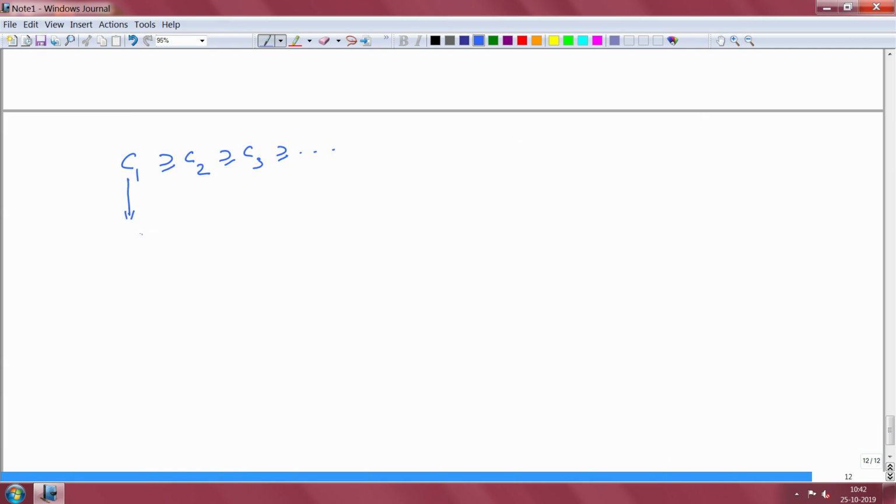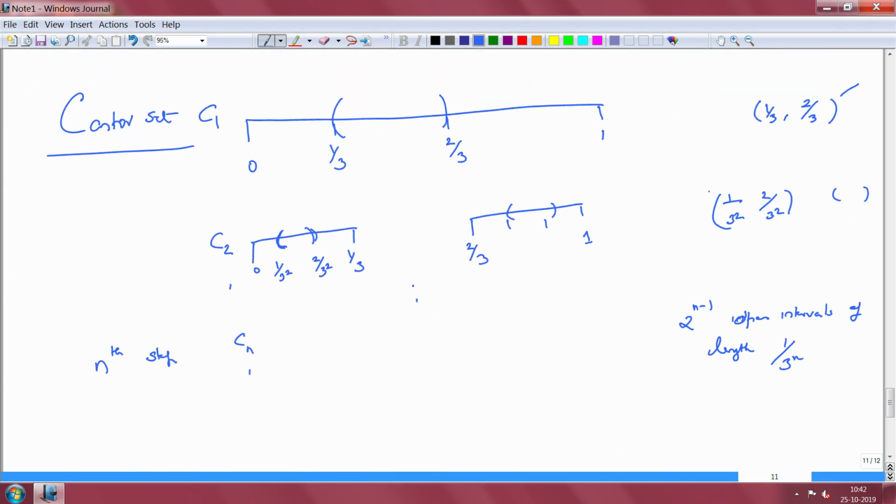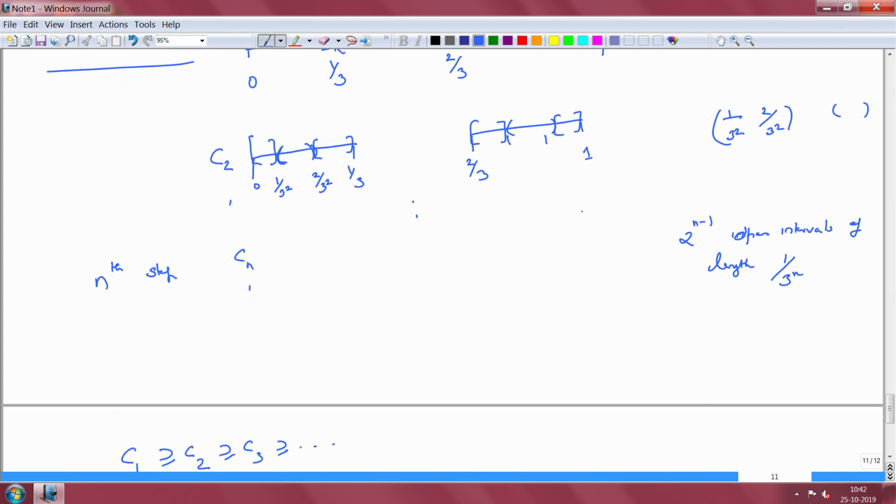Each Cn is closed. Let us see why they are closed, because we are throwing out the open intervals. C1 is this closed interval union this closed interval. Similarly, C2 is a union of 4 closed intervals. Each time we throw out an open middle third, so what remains is closed.